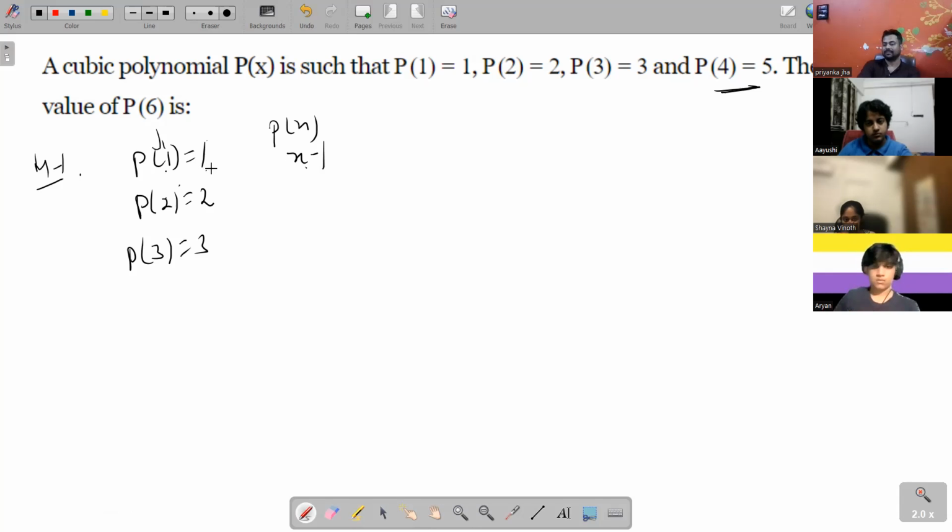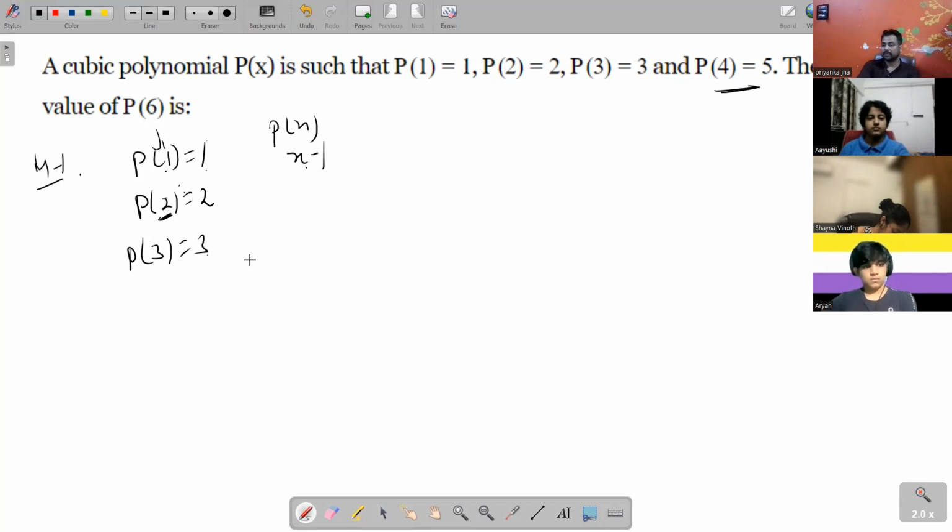So you get remainder 1, right? If you divide this polynomial by x minus 2, you get remainder 2. If you divide this polynomial by x minus 3, you get remainder 3.